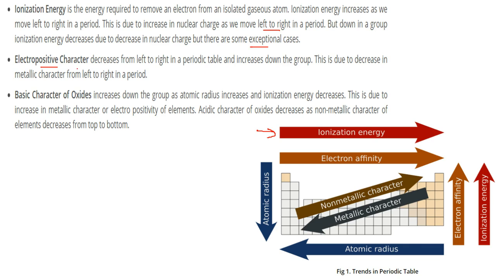The electropositive character decreases from left to right in the table, and increases down the group. And why? There is a decrease in metallic character from left to right in a period. The basic character of oxides increases down the group as atomic radius increases and ionization energy decreases, and this is because of the increase in the metallic character or electropositivity of the element. The acidic character of oxides, we talked about basic character, will decrease as the non-metallic character of the element decreases from top to down.